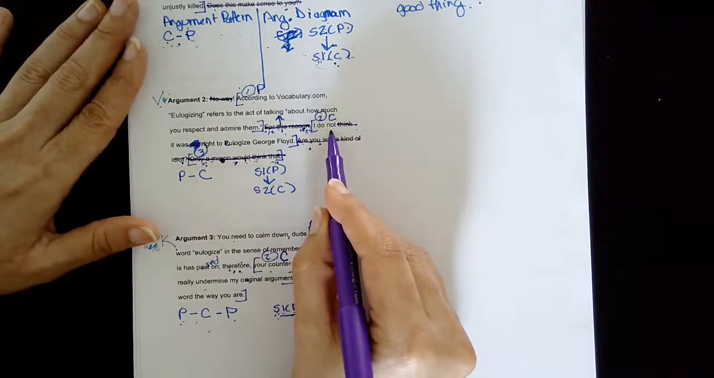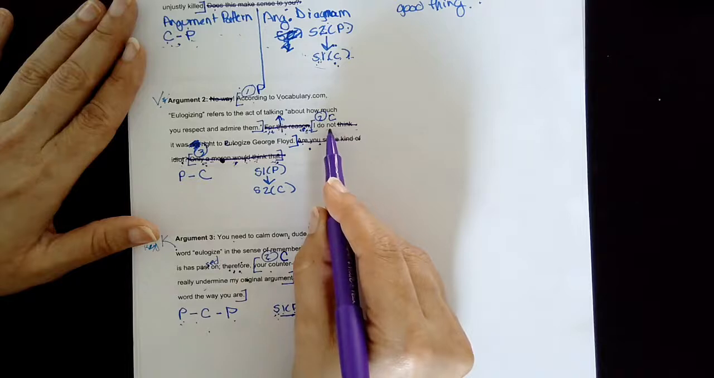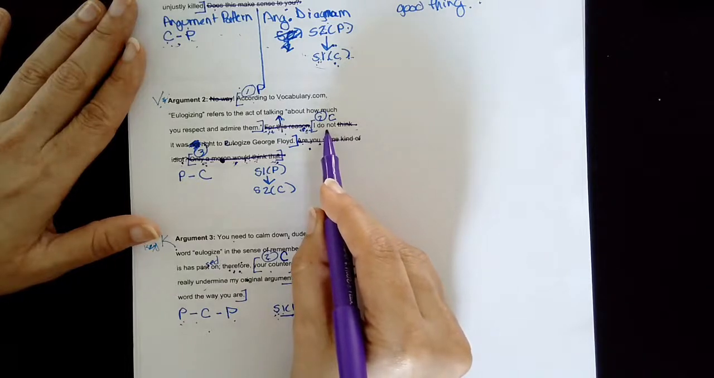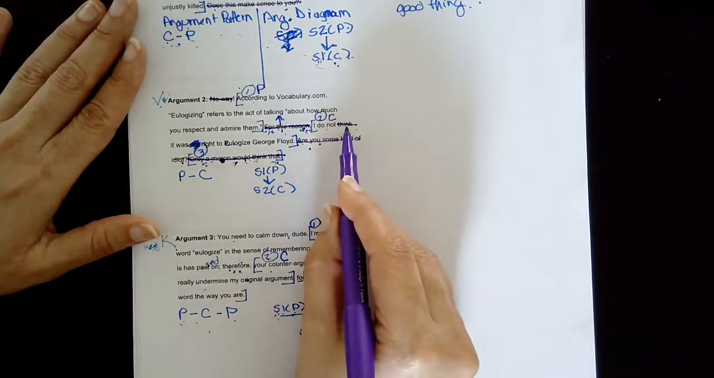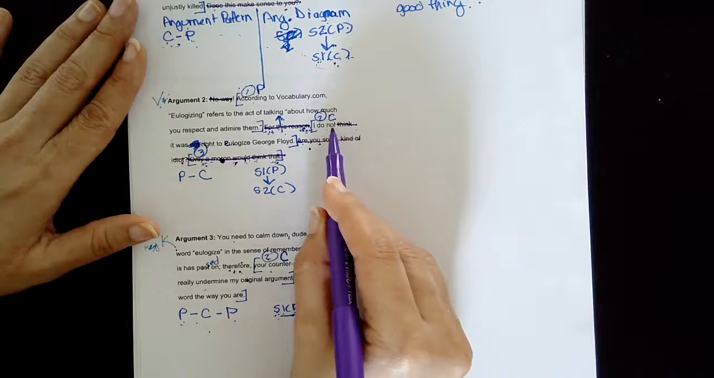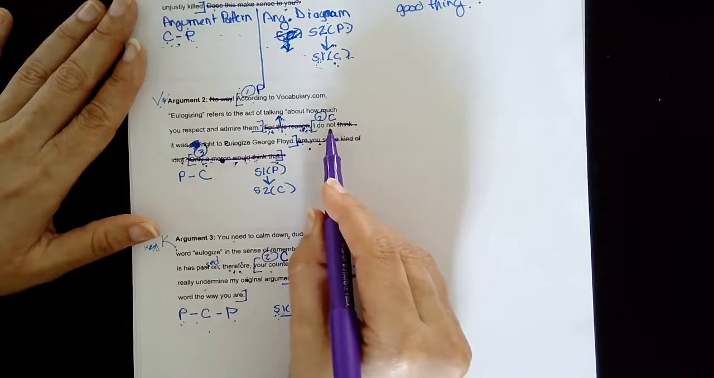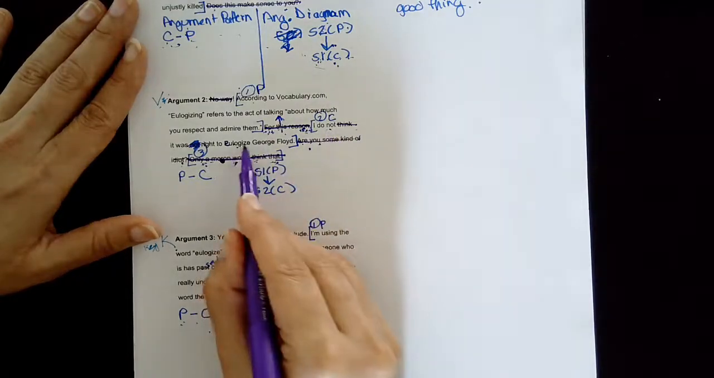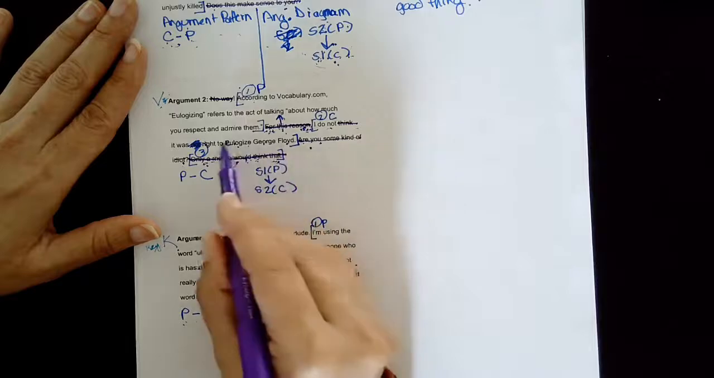You might want to write this down in your mandatory notes or your warnings. Sometimes you have to fix the syntax of a statement when you get rid of excess verbiage. Not all the time, not most of the time, but some of the time. Often when you say, I do not think, and you have the word not, you do have to do that. So they're basically saying it was not right to eulogize George Floyd. So that's what we could do.